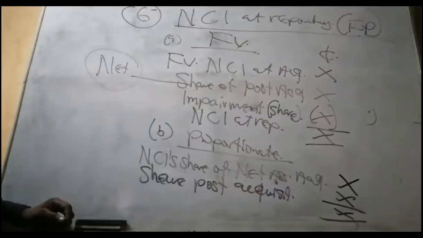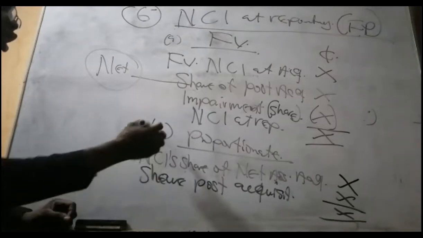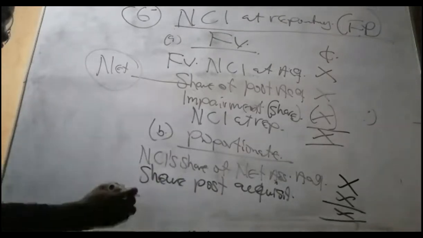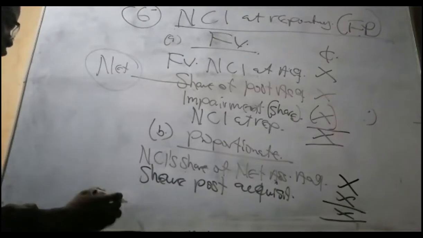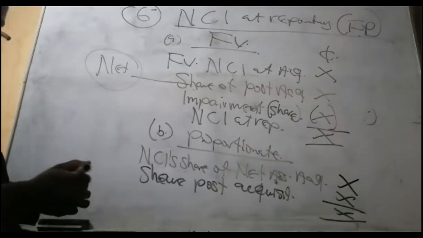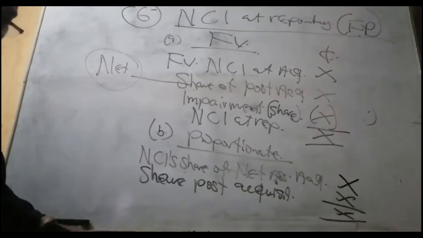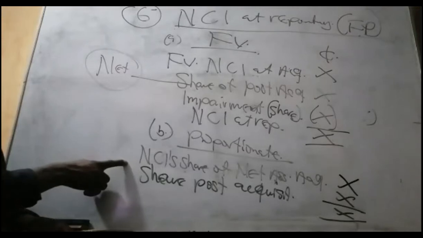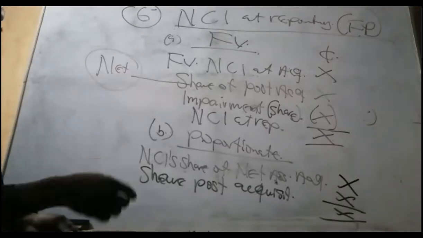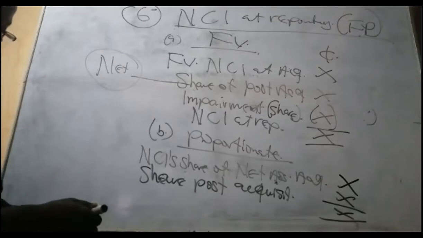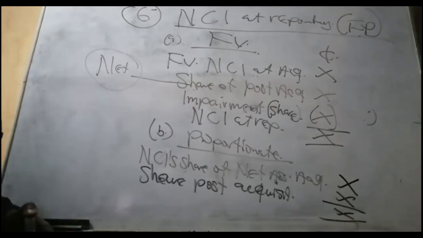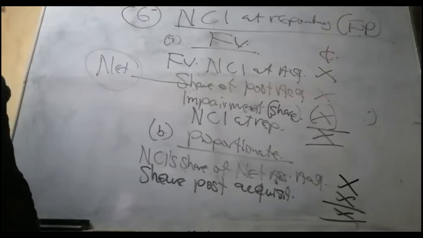Post-acquisition changes in the net assets. That's all. We are done. Alternatively, the alternative formula is that you just pick your calculator and multiply the net asset at reporting by the NCI's percentage. That's all, to give you the same answer. Please note here, no impairment. Why? Because the goodwill is only for the parent, so the impairment to it must only be for the parent.